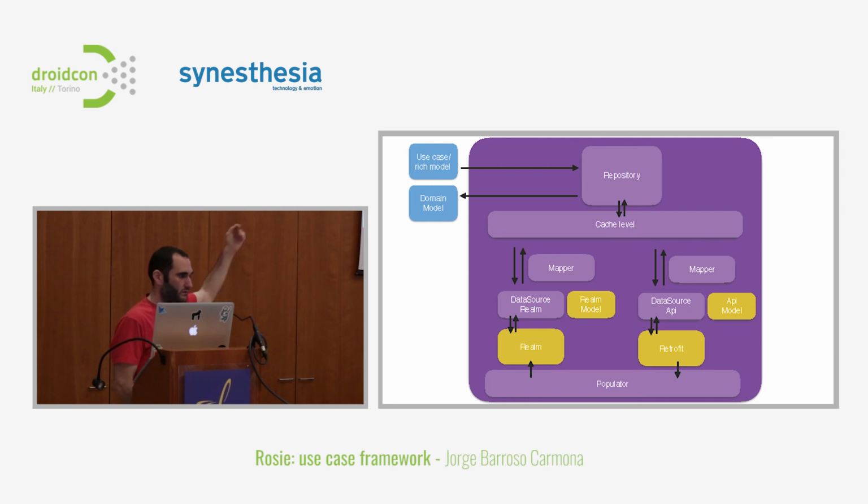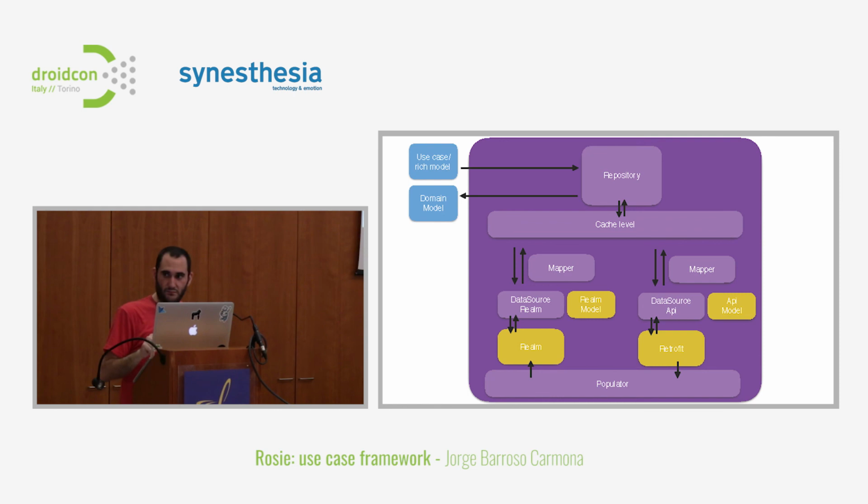And we have a populator. The populator is where the cache is. When information comes from the API, it takes this information and stores it in Realm, or in memory cache, or in whatever. We are storing this information for you, and this is going to be easy. This is more or less the code.